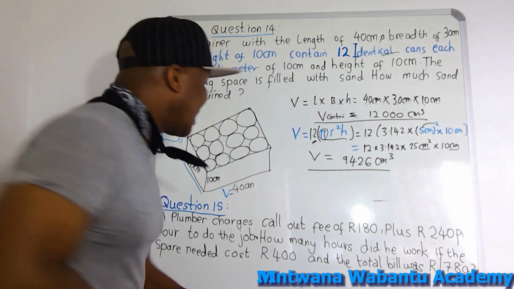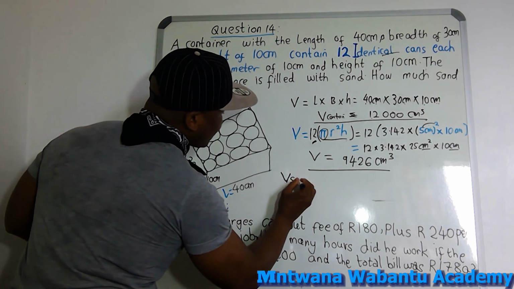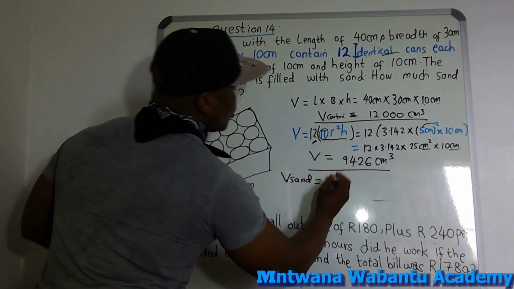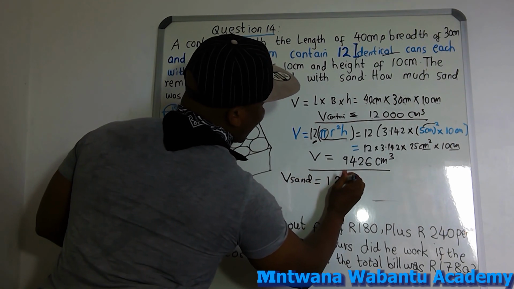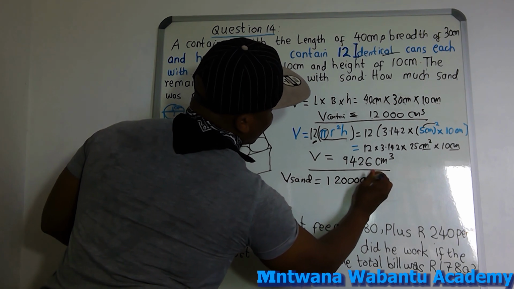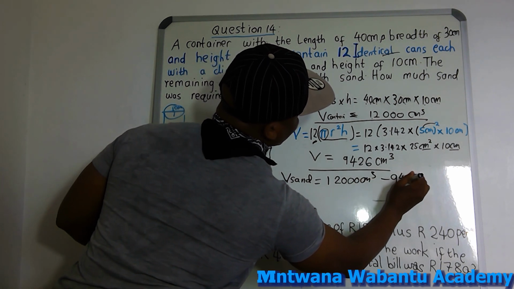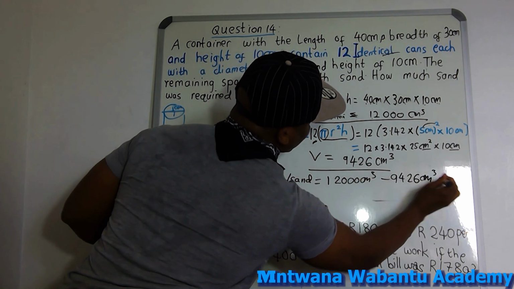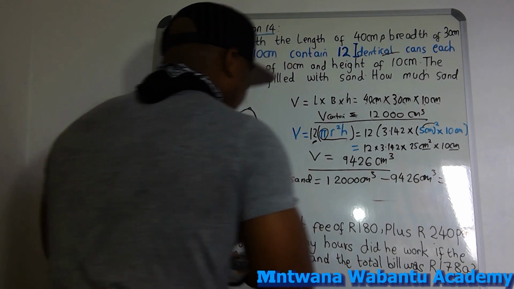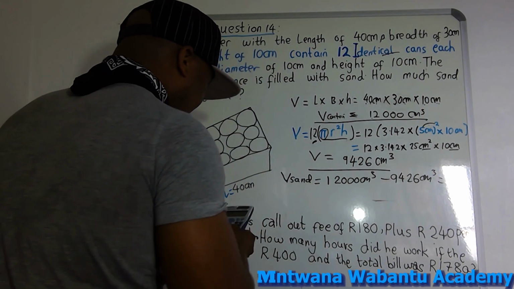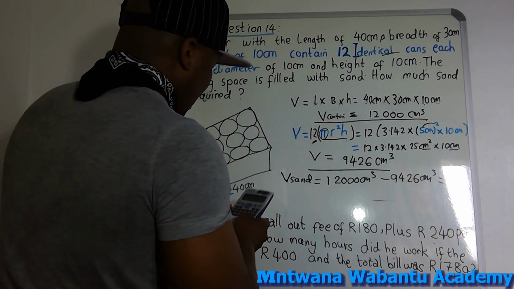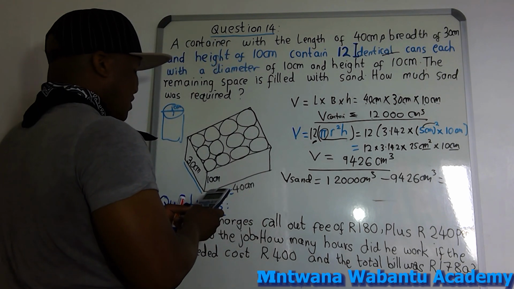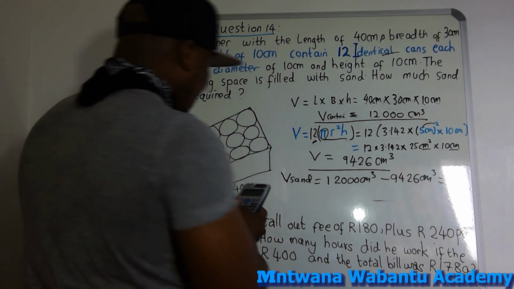So we're going to say, let's go. The volume of sand is equal to, we take everything, 12,000 centimeter cube, minus 9,426 centimeter cube. So that one, 12,000, and then we minus 9,426, okay, 2,574.